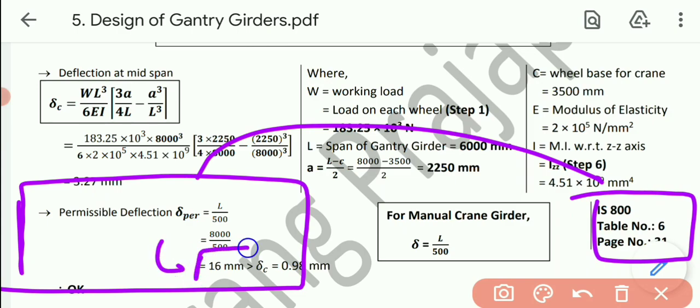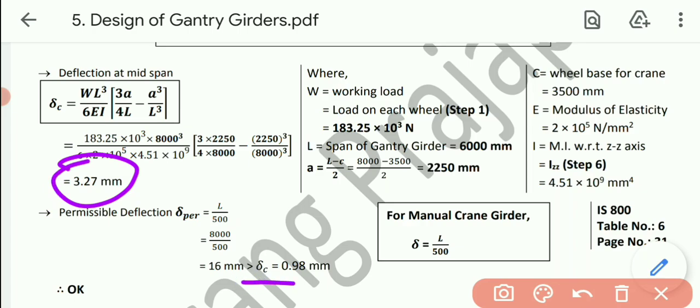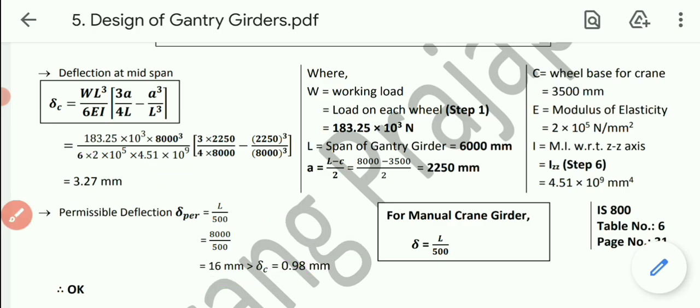So what does this indicate? That the code is permitting this 16 mm as a deflection for the manual crane girder, while our requirement is only 3.27. Sorry, once again printing mistake is there. This one is 3.27, and 16 mm is greater than 3.27, so the deflection criteria is also getting satisfied. Okay guys, so this was the design of manual crane girder over the gantry girder.